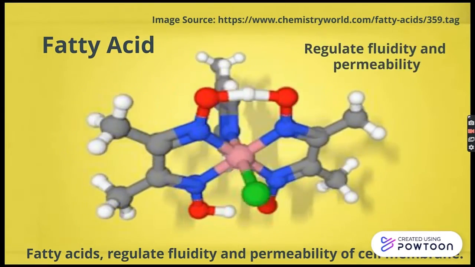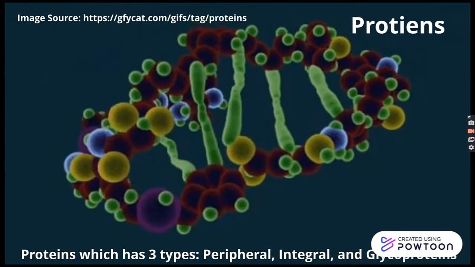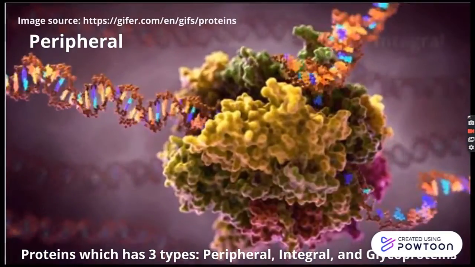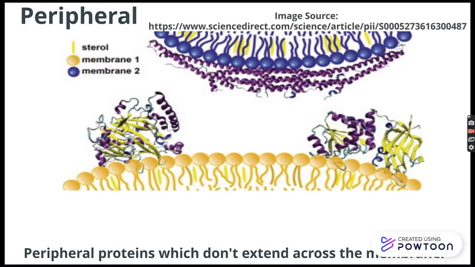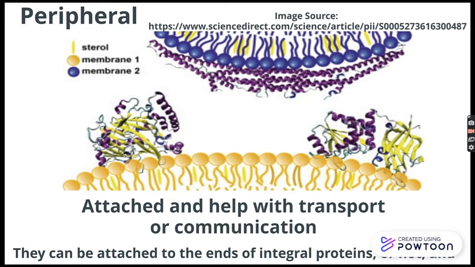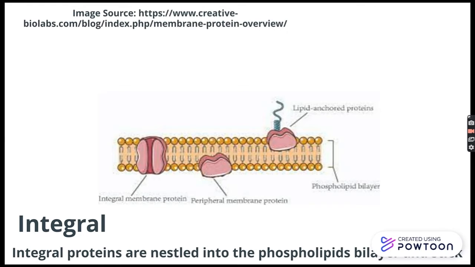Fatty acids regulate the fluidity and permeability of the cell membrane. Proteins come in three types: peripheral, integral, and glycoproteins. Peripheral proteins don't extend across the membrane. They can be attached to the ends of integral proteins or not, and help with transport or communication.